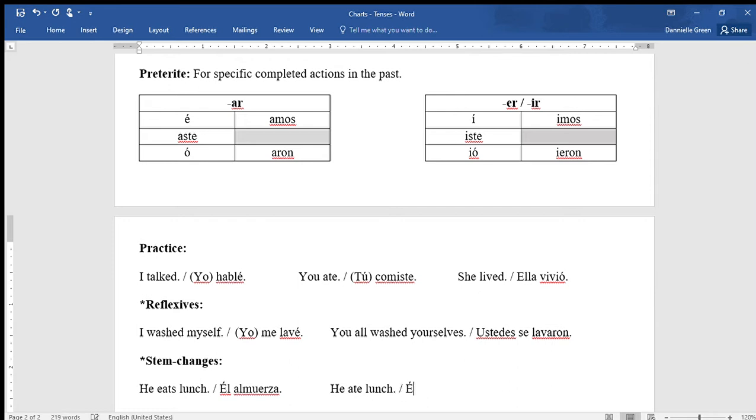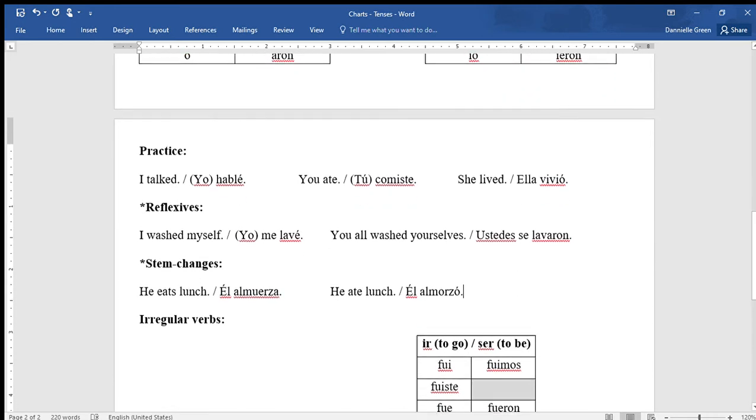So we start off with él, and then we're going to take the beginning of our verb, almorz, and then instead of the AR, we're going to just give our regular ending there, almorzó. Él almorzó. He ate lunch. So the good news is we do not have to worry about regular stem changes in the preterite tense. Now, of course, we do have irregular verbs.